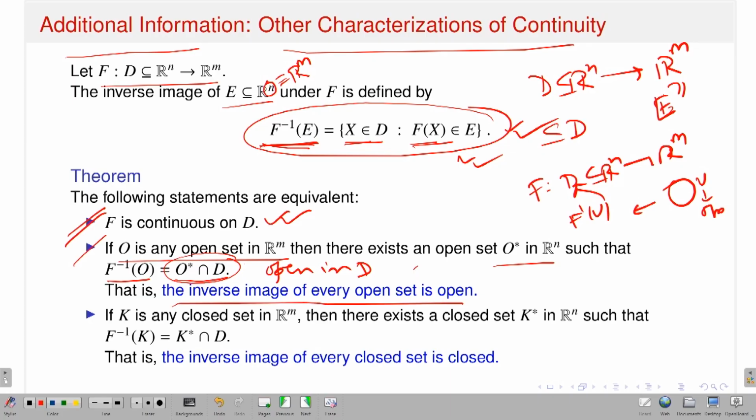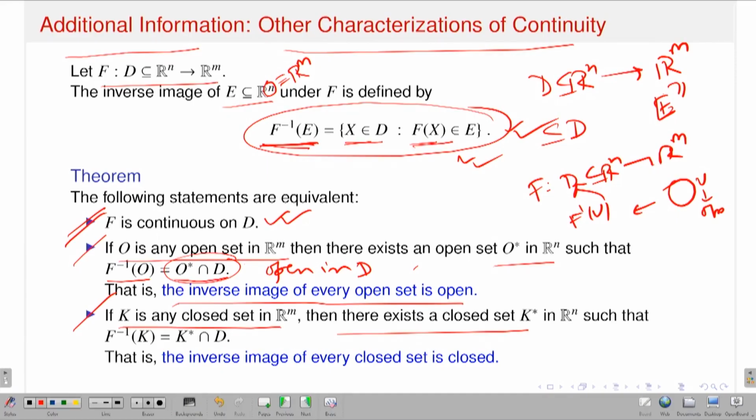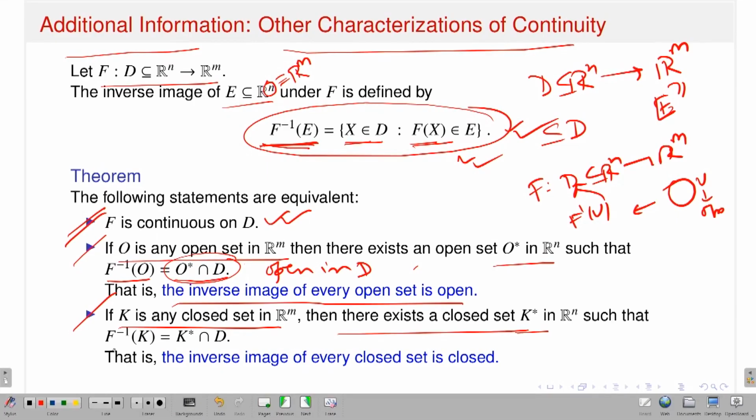That is very nice. Similarly, if I have any closed set K in the codomain, then there exists a closed set K star in Rn such that the inverse image of my closed set is nothing but K star intersection D. So one can say that this is also closed in D. In other words, the inverse image of a closed set is also closed. In some books you can see this as a definition of a continuous function. In fact, if I have a topological space, that is the way one can define a function to be continuous from one topological space to another: if the inverse image of an open set is open.